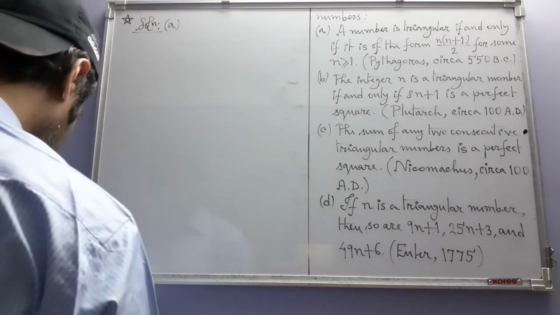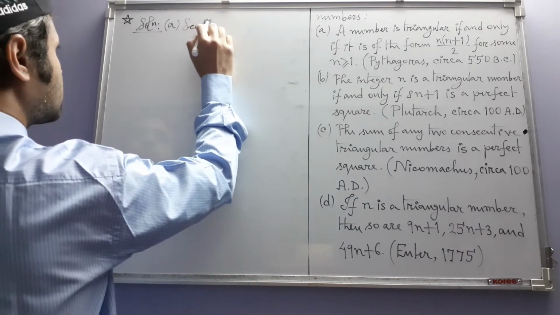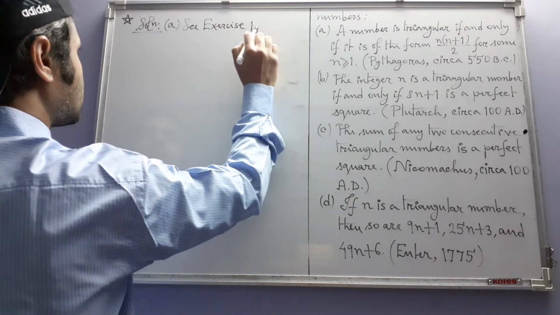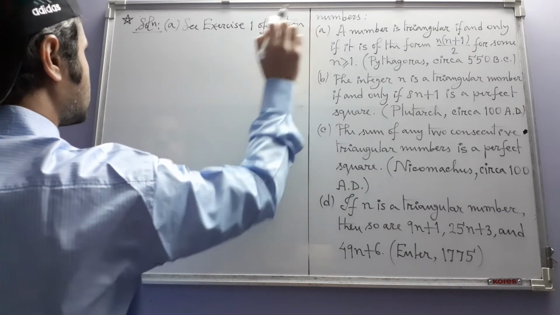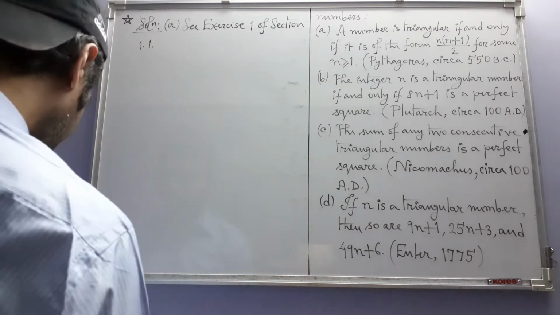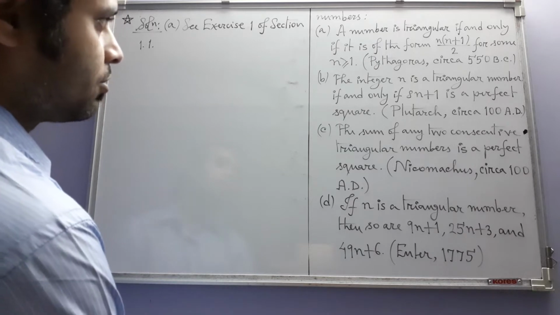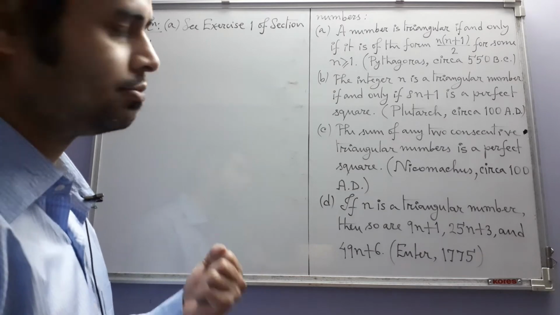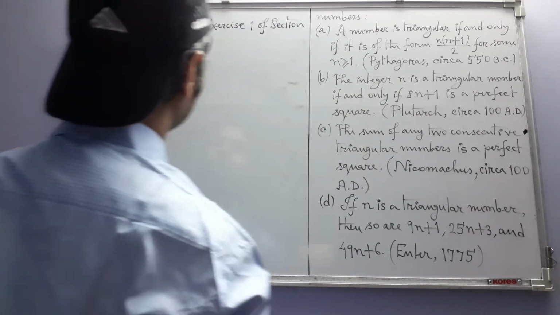So for part A we just write: see exercise 1 of section 1.1. So this was the very first exercise. Then in part B: the integer n is a triangular number. Integer in this context is of course a positive integer, if and only if 8n plus 1 is a perfect square.